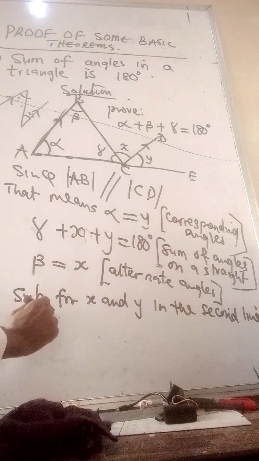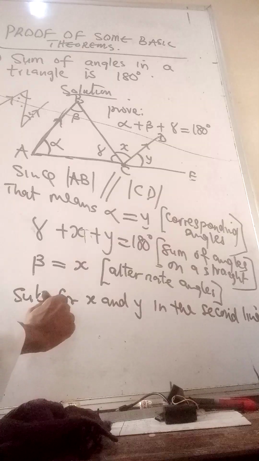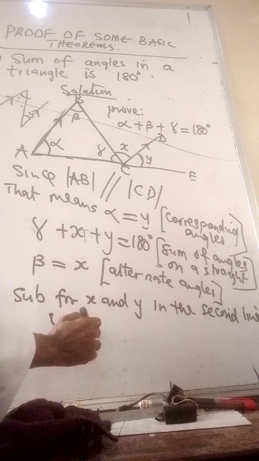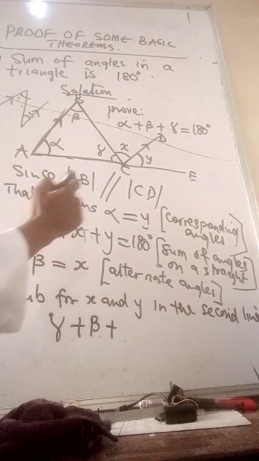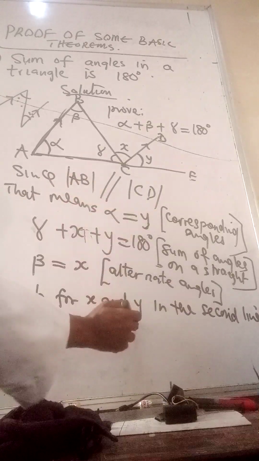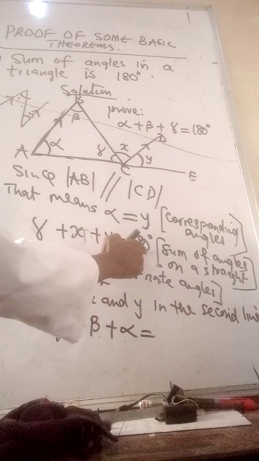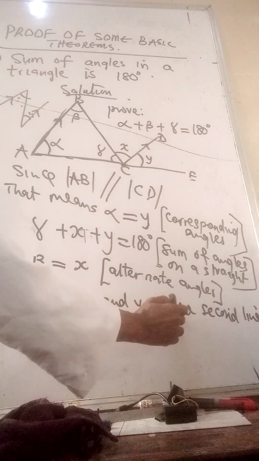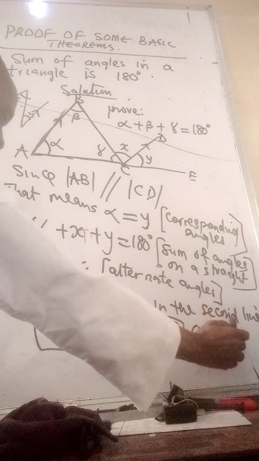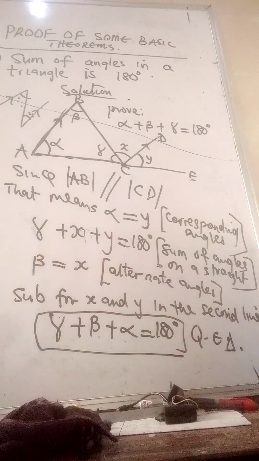That means gamma plus, instead of writing X, I will write beta, plus instead of writing Y, I will write alpha, because Y is alpha, is equal to what? 180 degrees. That's the end of the proof. QED.